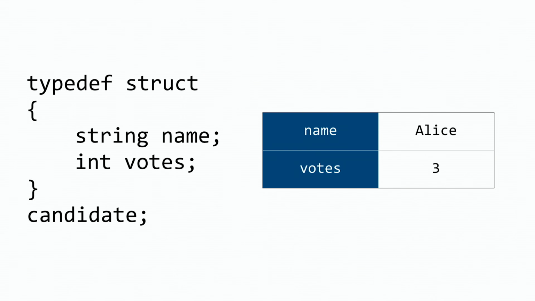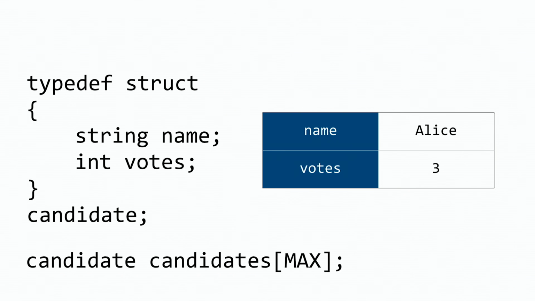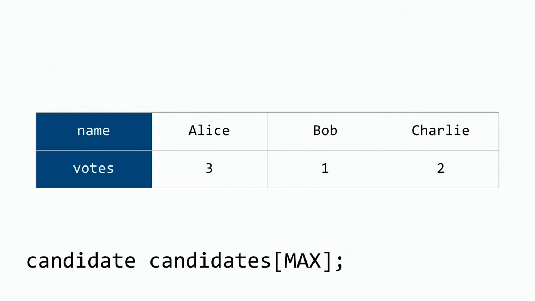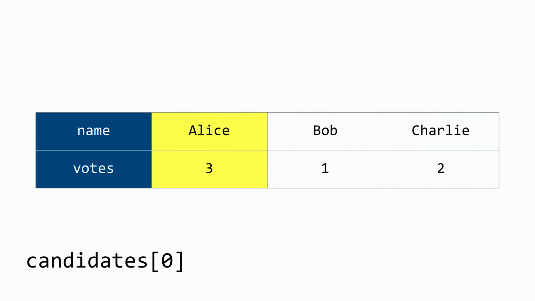We can take all of these candidates stored inside of these structs and put them in a sequence by creating an array of candidates, which we're going to call candidates, that's going to store all of the candidates that are currently in the election. Because this is an array, we can index into this array the same way we index into any other array, by using candidates[0] to mean the first candidate in the election, candidates[1] to mean the second candidate, and candidates[2] to mean the third candidate.